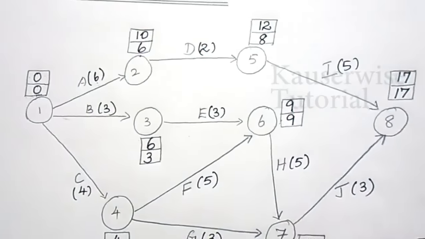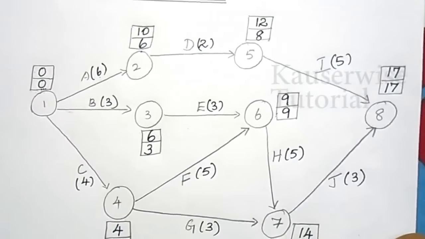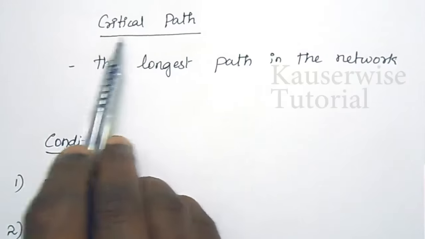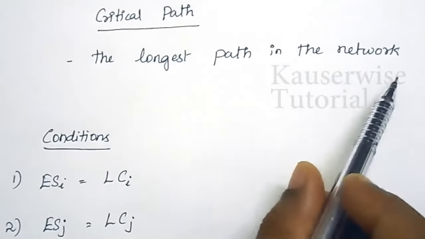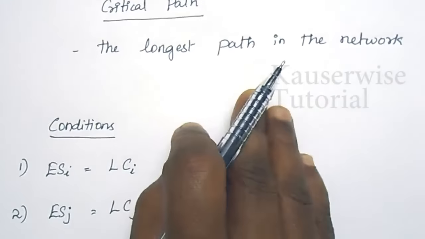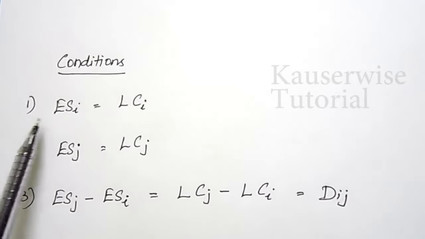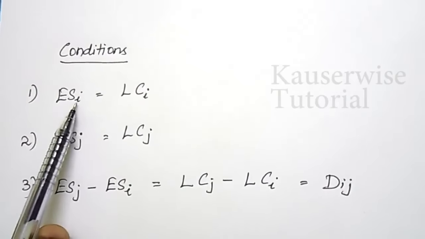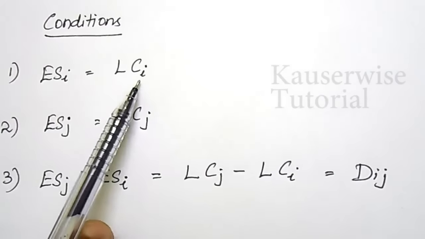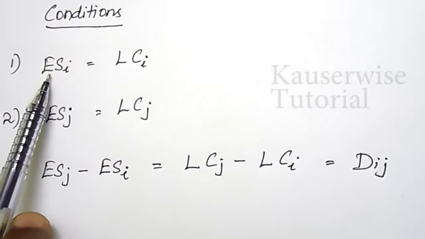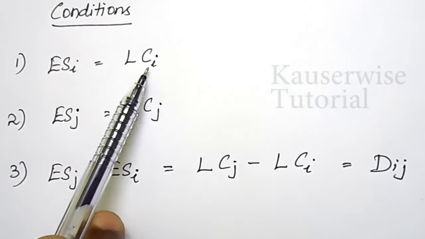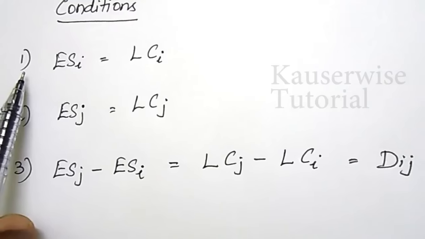So, we have got the earliest start time and latest completion time for each and every node separately. Now, we can find out the critical path. Critical path is the longest path in the network. So, in order to find out the critical path, we need to check three conditions. The first condition is the earliest starting time of the starting node must be equal to latest completion time of the same starting node. Both earliest start time must be equal to latest completion time of each and every starting node. This is the first condition for critical path.